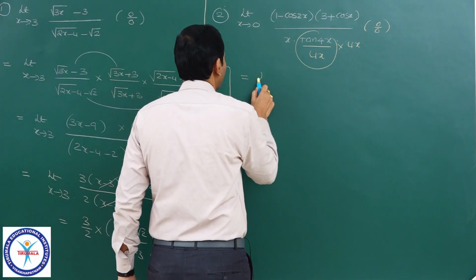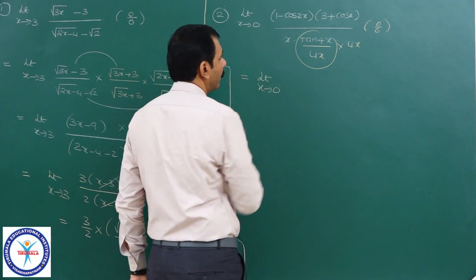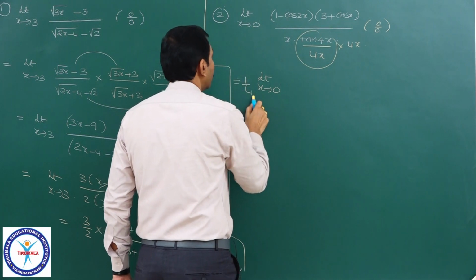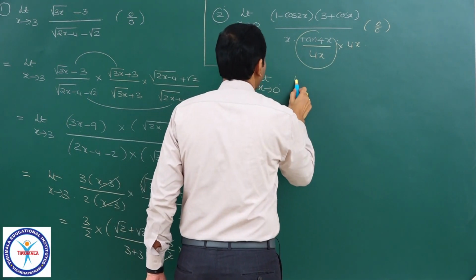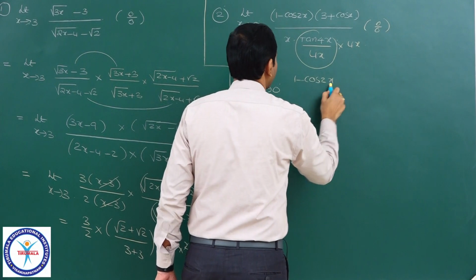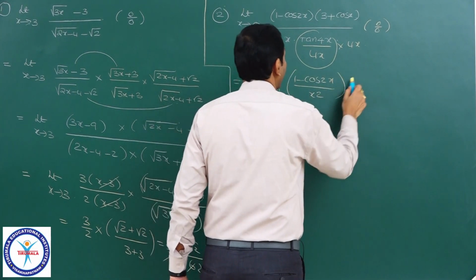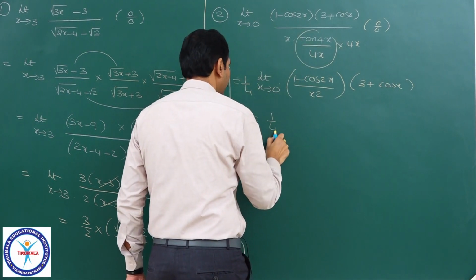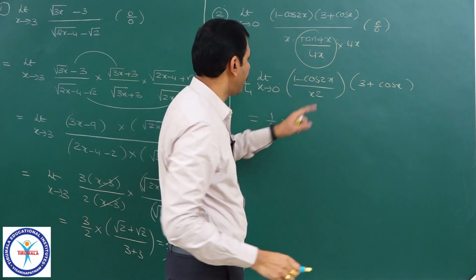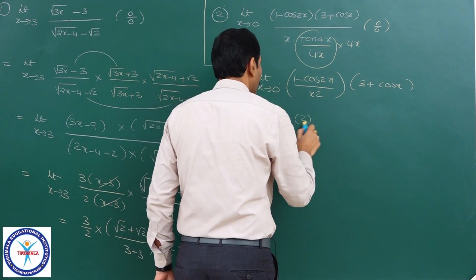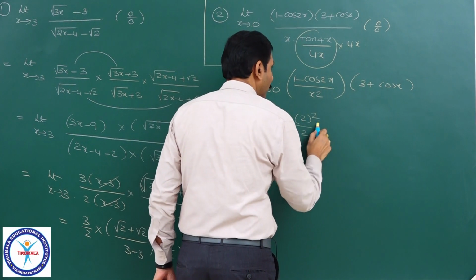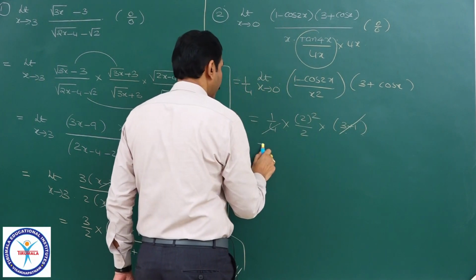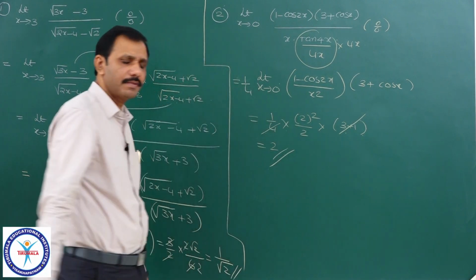Therefore, now it is equal to limit x tends to 0, this 1 by 4 I will write outside if I want. Now the leftover denominator is x square only, it is 1 minus cos 2x by x square into 3 plus cos x. Completed problem. It is equal to 1 by 4 into 1 minus cos lambda x by x square, lambda square by 2, 2 square, lambda is 2 only, by 2 into it is 3 plus 1. Here it is 4 and 4 cancel, 4 by 2 is equal to 2. See how simple it is.